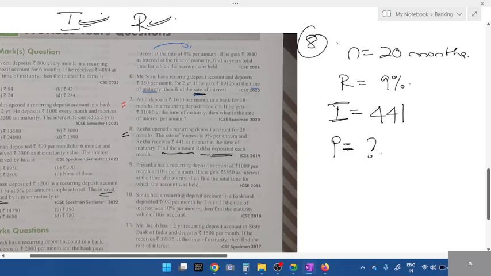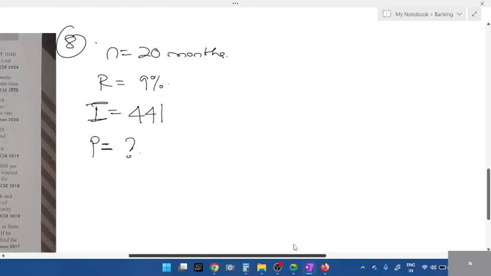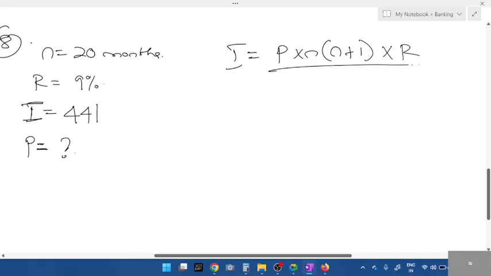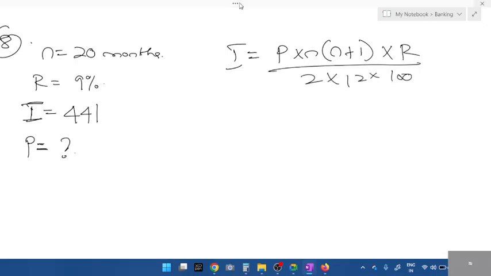Okay, one question related to principal. Look, they didn't ask us to find principal directly. They've given the words Rekha deposited each month. Only the principal we deposit each month. So it is not interest or maturity value, it's the principal. Try this question. If interest is given, use the interest formula. Interest is equal to P into n plus 1, R divided by 100, 2 into 12. Complete this.